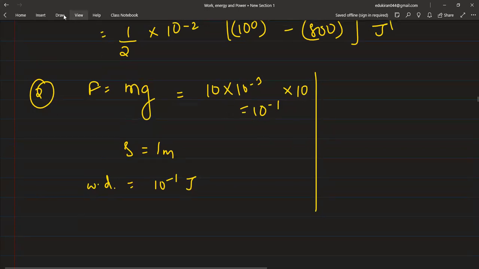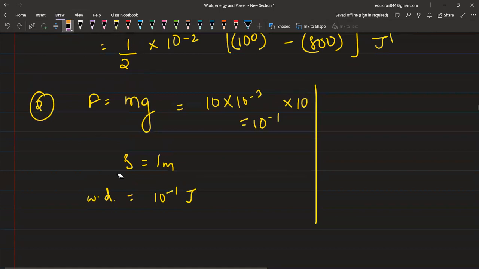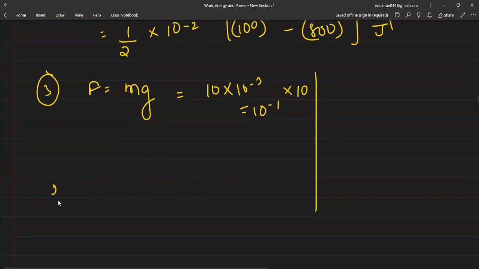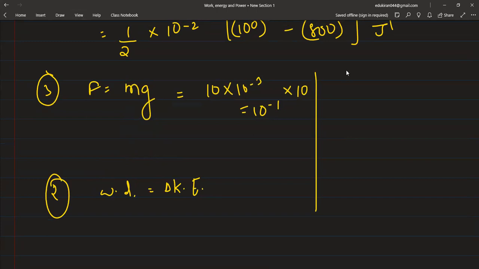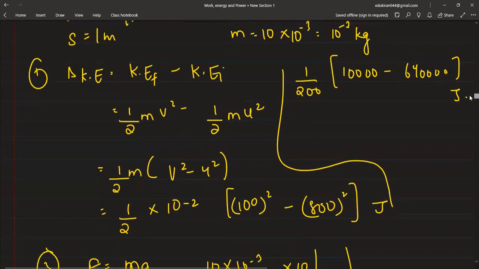So you can make this as your third part answer, because second part no need to make so many calculations. Let's make this as the third part's answer. Second part can directly be written. See, work done is equal to the change in kinetic energy. So whatever you will get in the first part will be the answer of the work done. So write it.